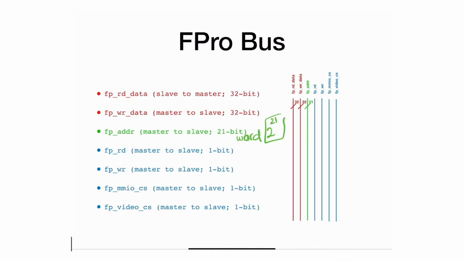The last 2 signals in here are control signals that tell me which subsystem you want to communicate with. Is it the MMIO chip select or the video chip select? If it's 1, that means the MMIO is the one that you want to communicate with, or if the video chip select is the one that is 1, this is what you want to communicate with. Generally speaking, you will see that one of them will be 1 and the other one will be 0 for sure, because you just can't communicate with more than 1 at a time.